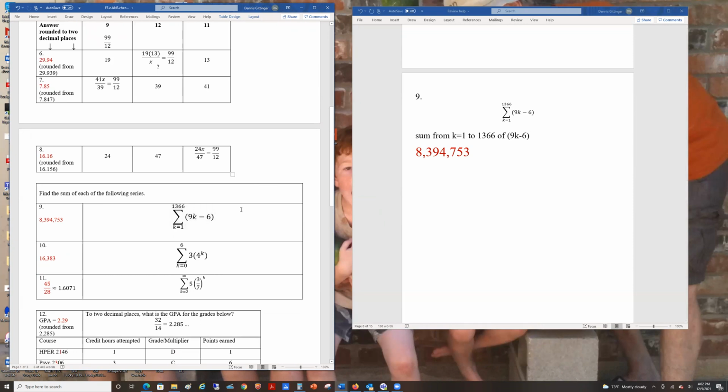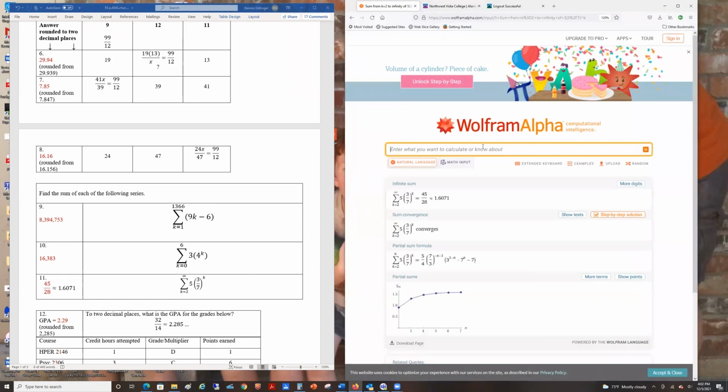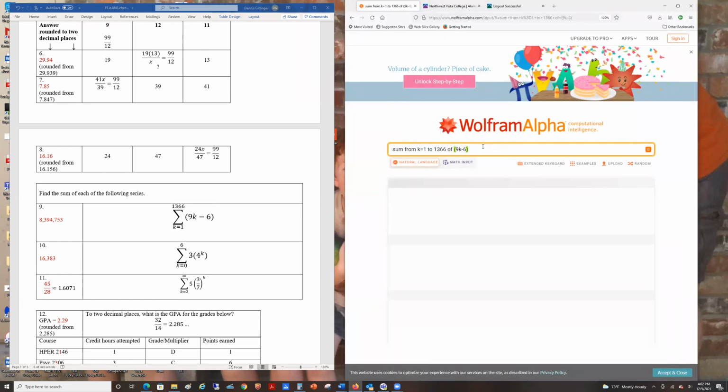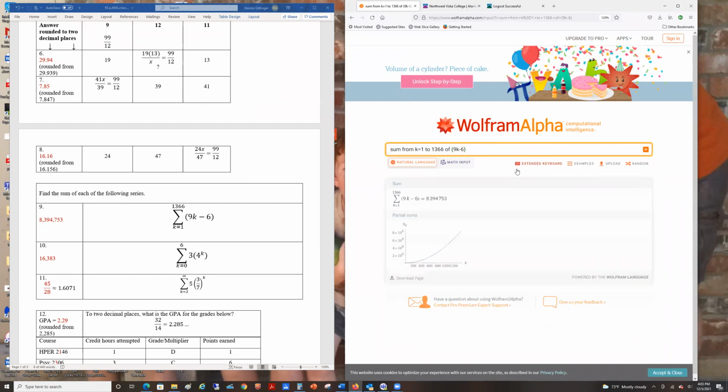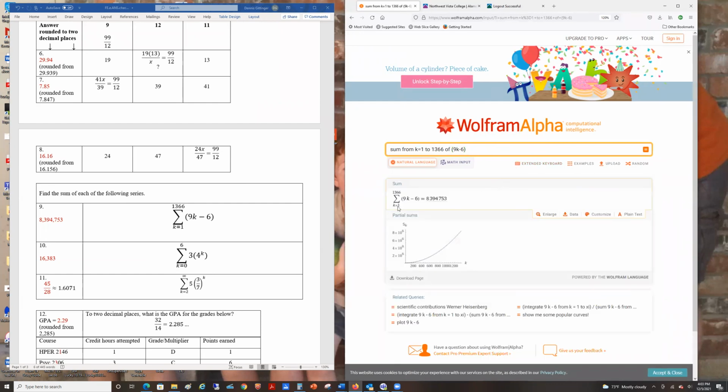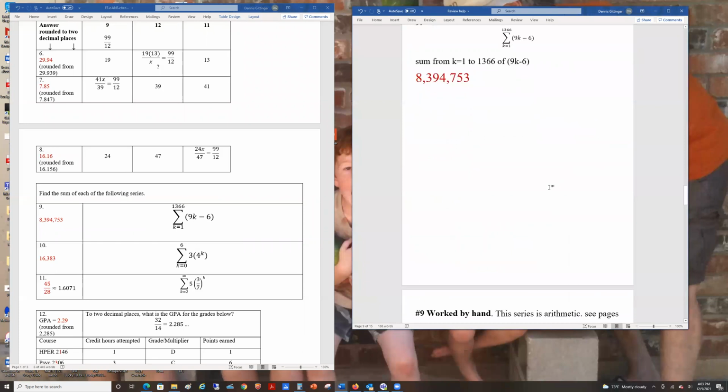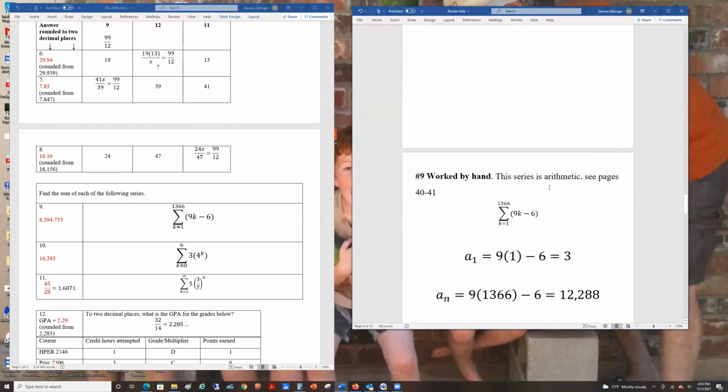Number 9. I would go to Wolfram Alpha and key in those words. This is how you were taught to, and yes, you may use Wolfram Alpha on the test. And here we get a chance to look at this. Is the sum from 1 to 1366 of 9K minus 6, is that what we have here? Yes, it is. So the answer is 8,394,753. Wow, that's cool. Some folks like to work these by hand, believe it or not.